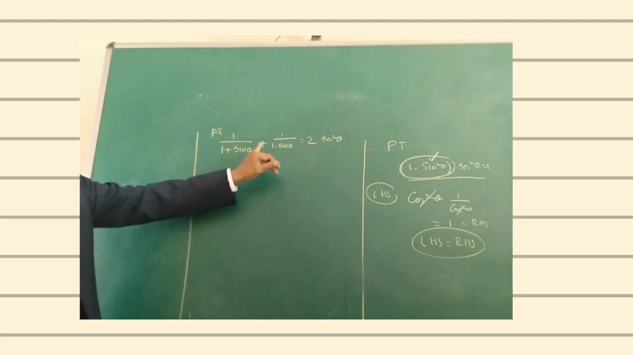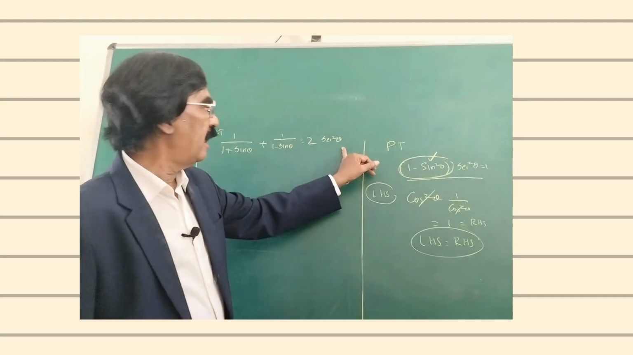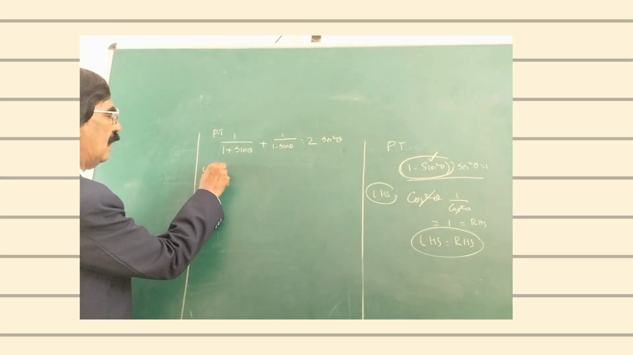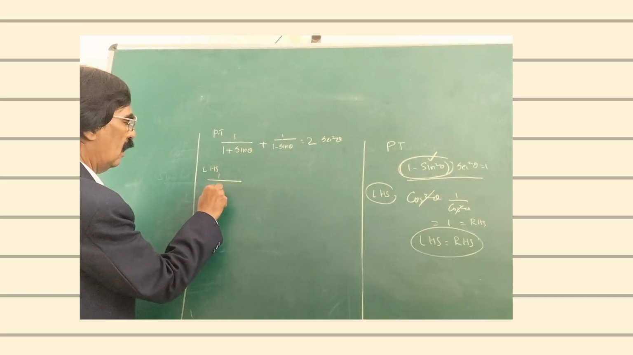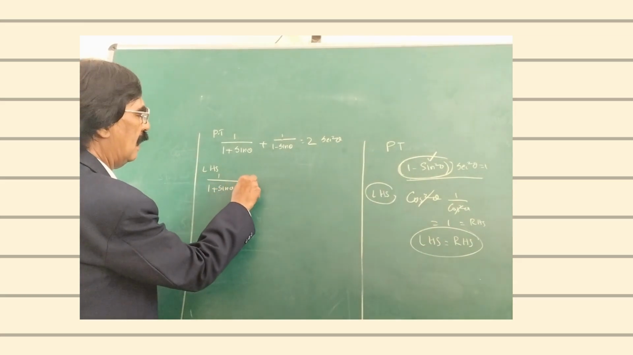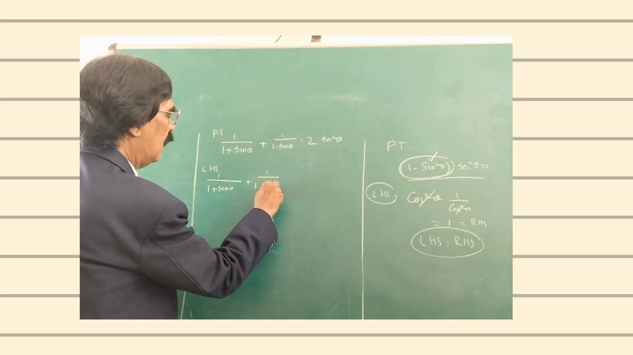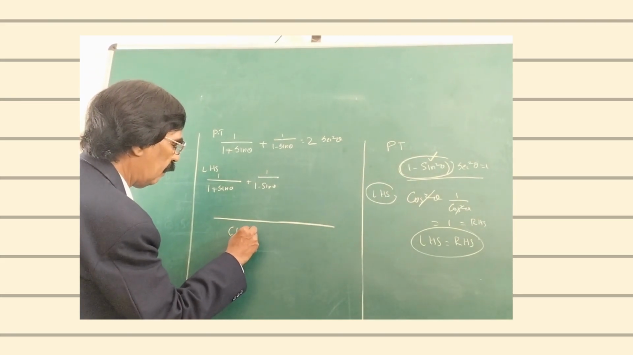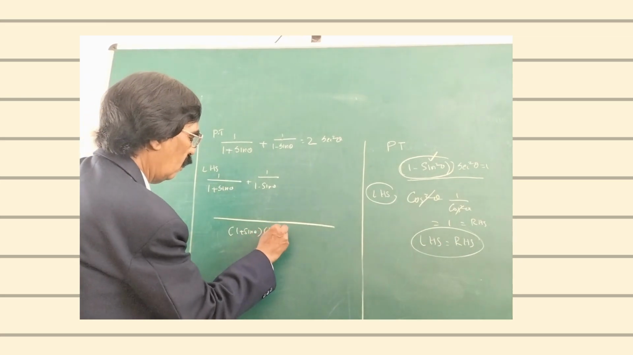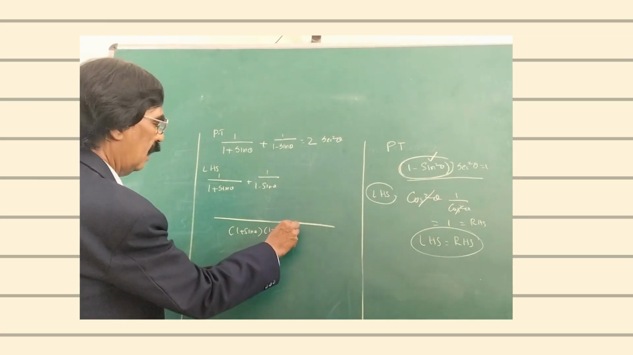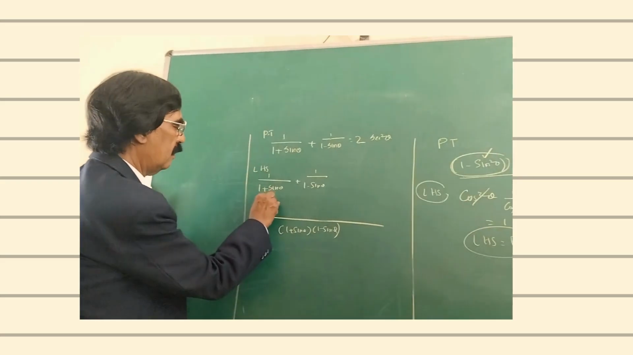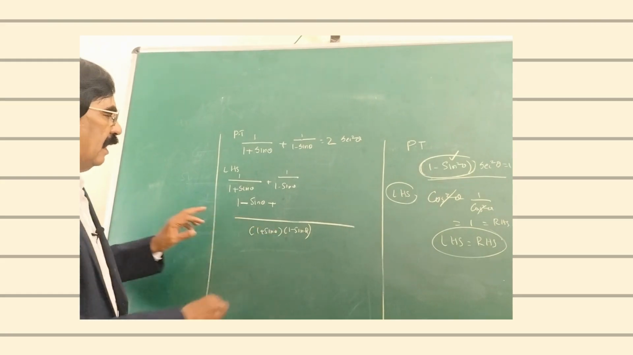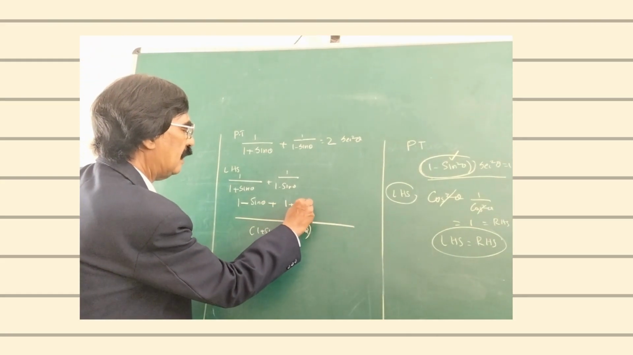Come to this next problem. 1 by 1 plus sin theta plus 1 by 1 minus sin theta is 2 secant square theta. Here again I take this left hand side. What is this left hand side? 1 by 1 plus sin theta plus 1 by 1 minus sin theta. Take LCM as 1 plus sin theta into 1 minus sin theta, right? Here you have 1 plus sin theta, so 1 minus sin theta goes here. 1 minus sin theta, 1 plus sin theta goes here.